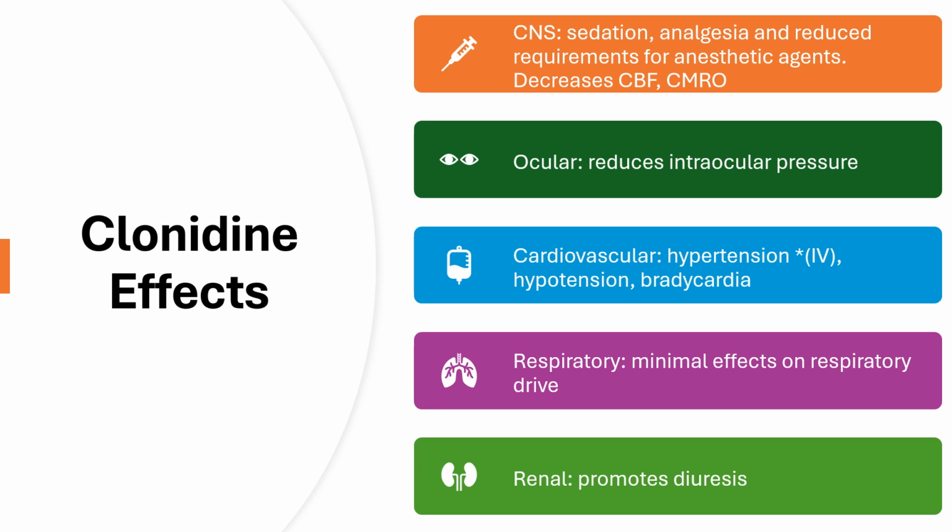It can lead to hypertension, especially with IV administration, because of alpha-2B receptor activation and alpha-1 receptor activation. Remember that with IV dose, these peripheral receptors such as alpha-2B and alpha-1 are typically activated before the medication reaches the brainstem. With prolonged and continuous infusions, it commonly leads to hypotension. Bradycardia is also an expected effect of clonidine administration. It minimally reduces respiratory drive when used alone, and it promotes diuresis.